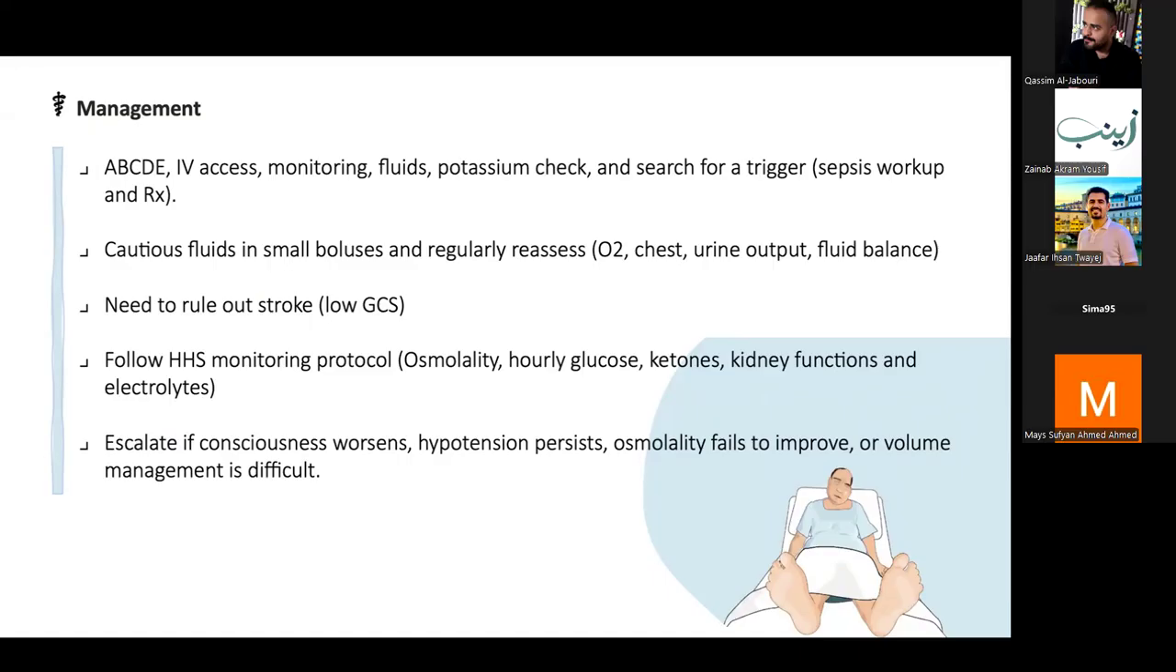And then you need to follow the HHS protocol, cautiously administering fluid because of the heart failure with regular monitoring. And escalate, of course, if no improvement is seen. So these are the main outlines on how to approach this frail patient. Okay? Any question regarding this case before we move to the next one?